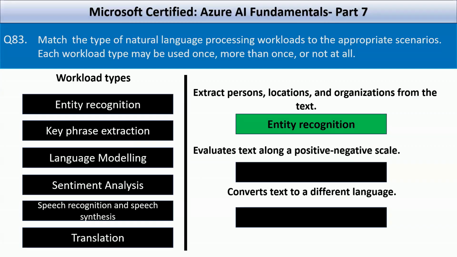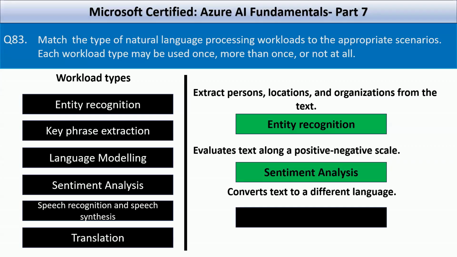Entity recognition identifies and classifies named entities in text such as people, places, organizations, and dates. This is useful for structuring unstructured data. Now, friends, the next scenario is evaluates text along a positive negative scale. And friends, sentiment analysis determines the emotional tone behind a piece of text, categorizing it as positive, negative, or neutral. It is commonly used in product reviews or social media analysis.